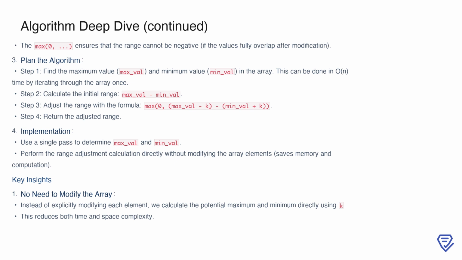To implement the solution, the algorithm follows these steps. First, find max_val and min_val in the array, which requires a single pass through the array in O(n) time. Second, calculate the initial range as max_val - min_val. Third, adjust the range using the formula, and finally, return the adjusted range as the output. Importantly, we do not need to explicitly modify the elements of the array to calculate the result. Instead, we directly compute the potential maximum and minimum values after adjustment. This optimization reduces both the time complexity and memory usage, making the algorithm highly efficient.